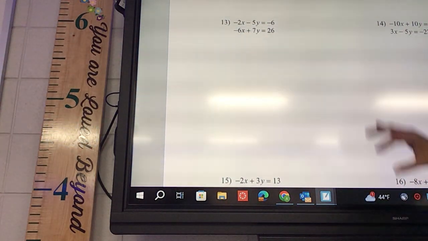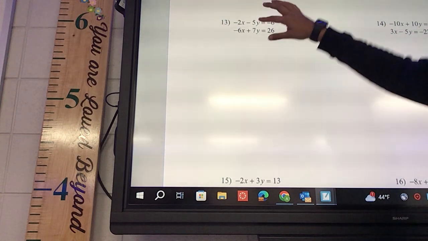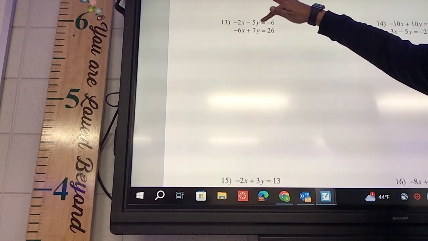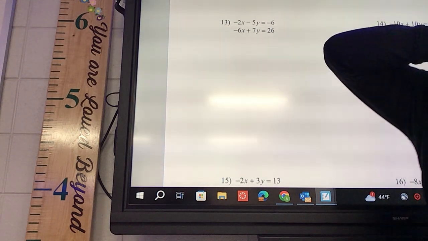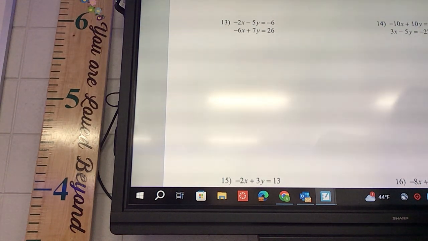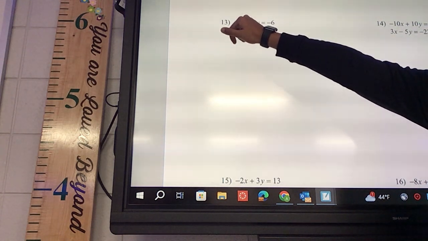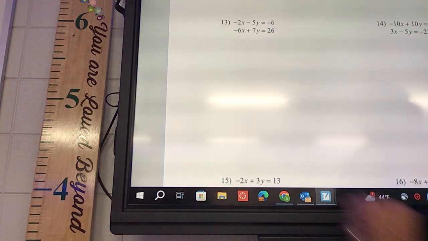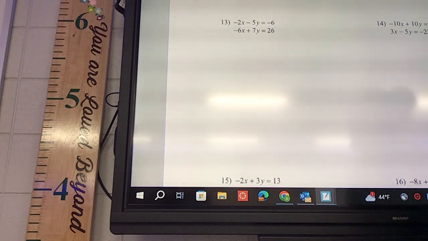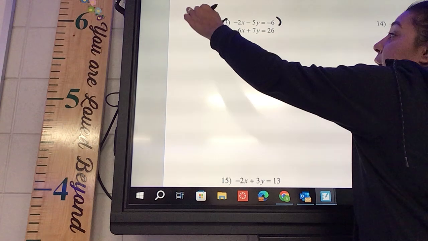So what would you like to cancel, x's or y's? It doesn't matter, pick one. Y. Okay, so if we do the y, what's smaller, 5 or 7? 5. So 5 times what gives me 7? Nothing. So the y's are not going to work. So then we have to go to the x's. What's smaller, 2 or 6? 2. So 2 times what gives me 6? 3. So we need to multiply this by 3.